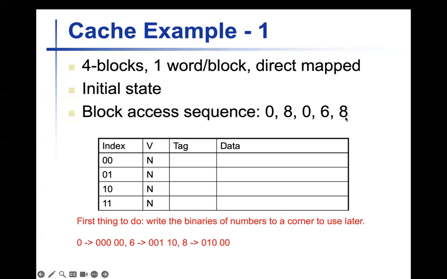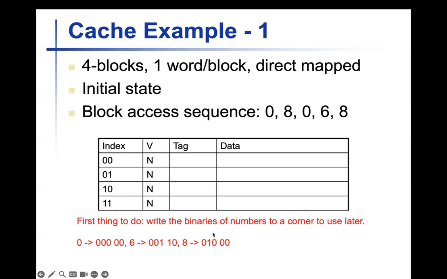So 0 would be 00000. 6 would be 00110. 8 would be 01000.